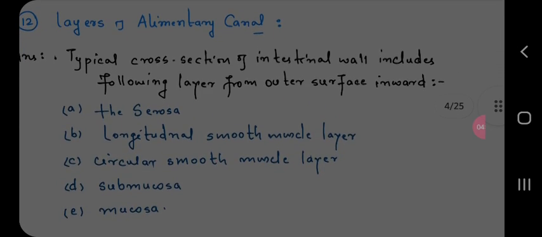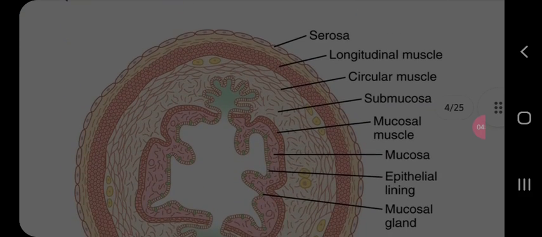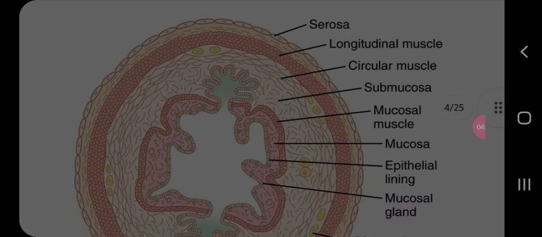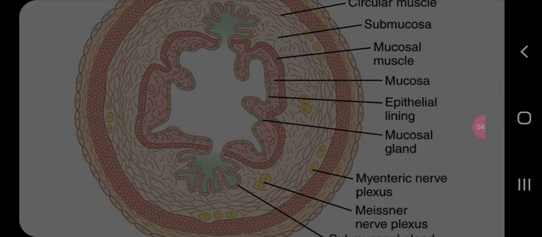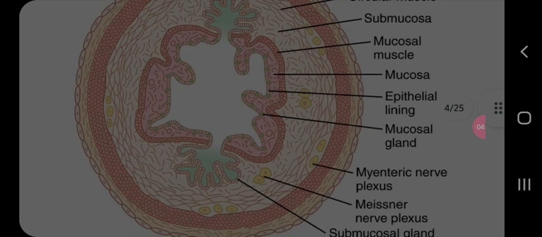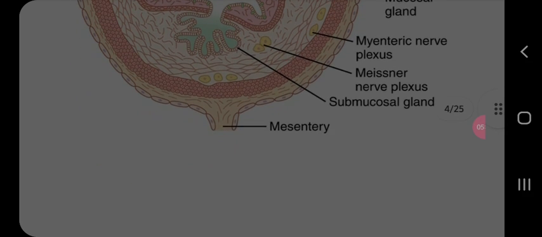Layers of the alimentary canal. A typical cross section of the intestinal wall includes the following layers from the outside surface inwards: the serosa, longitudinal muscle layer, circular muscle layer, submucosa and mucosa. Serosa, longitudinal muscle, circular muscle, submucosa, mucosal muscle, mucosa, epithelium lining, mucosal gland, myenteric nerve plexus, deficiency of which causes aganglionic megacolon, and Meissner nerve plexus, also called submucosal plexus, and the myenteric nerve plexus is Auerbach plexus, submucosal gland, and mesentery.